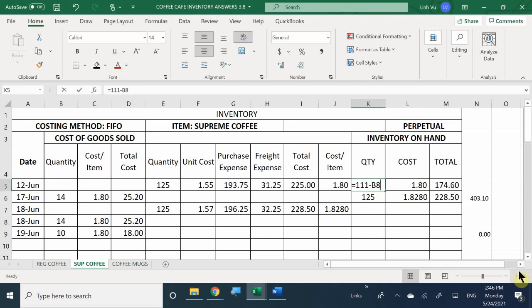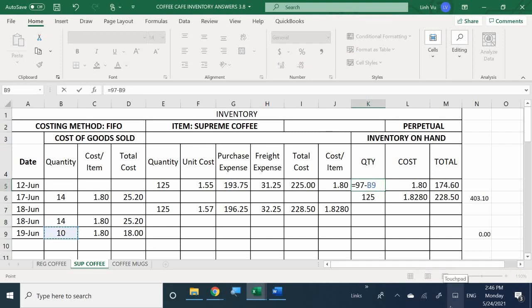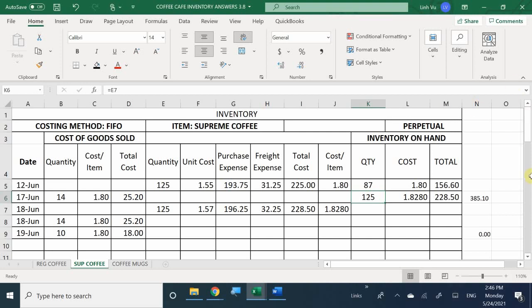And then again, I can't give you these figures right now. So 97 minus 10 is 87. Good. So therefore, I should have a grand total of 385.10 left remaining.